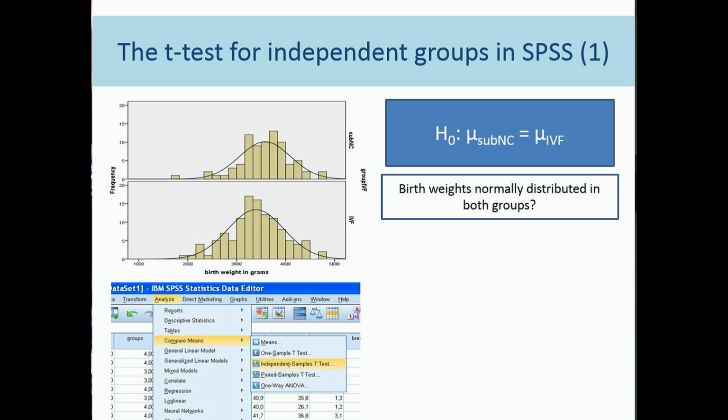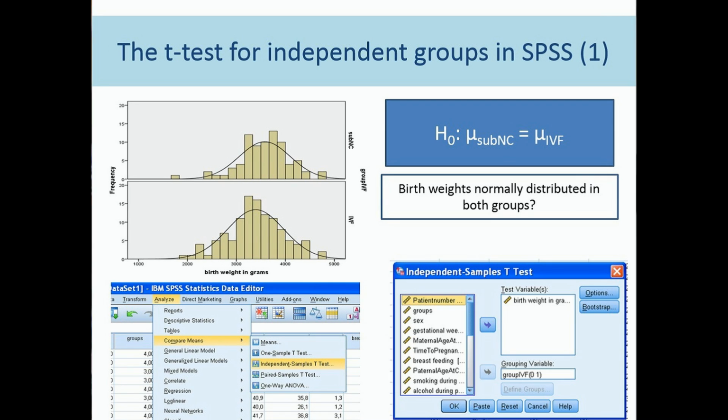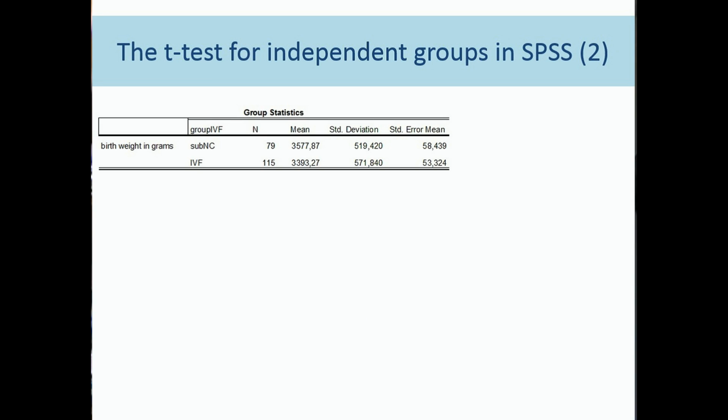To perform the t-test for independent groups in SPSS, we choose in the menu Analyze, Compare Means, and Independent Samples t-test. In the dialog window, we fill in the outcome variable, birth weight, and the grouping variable, in this case group IVF, and its codes. In this case 0 and 1 were used. SPSS will give the output in the output file.